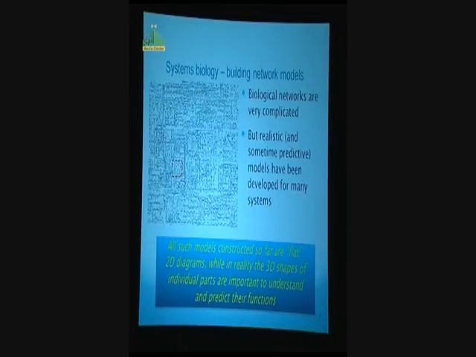When you collect all this information, you get very complicated maps which describe relations between proteins. However complicated, they are realistic and sometimes predictive models, and there are several successes in systems biology where people have built models which are really useful. They provide detailed predictions of how a system like this would behave.